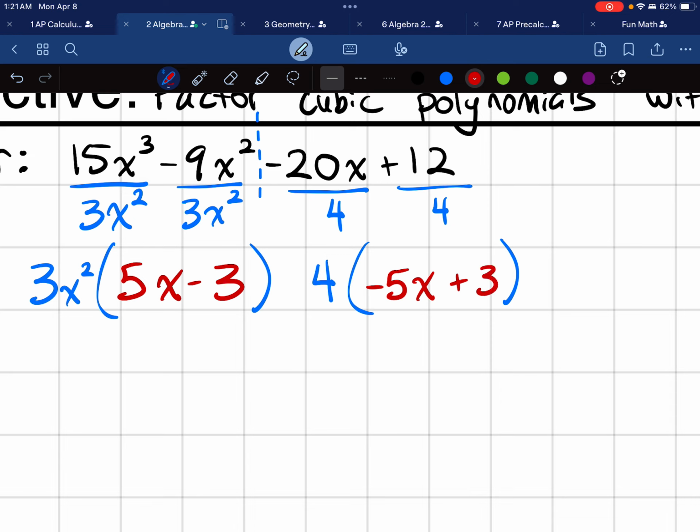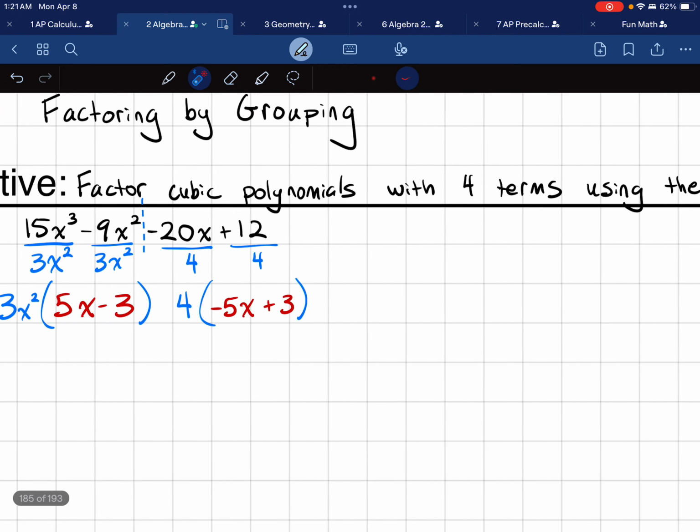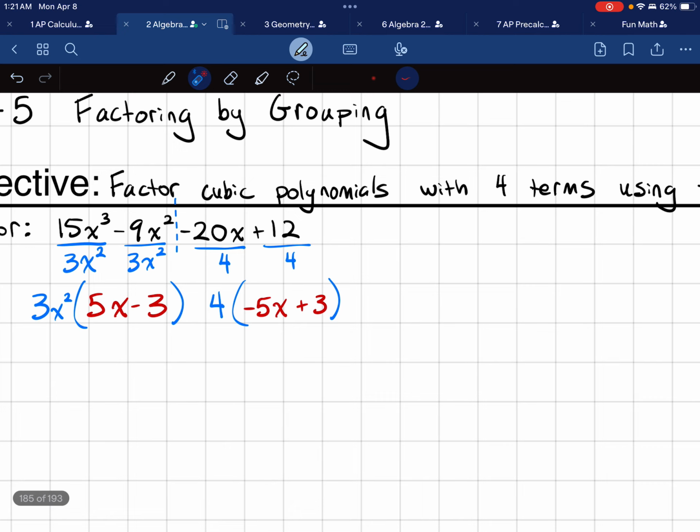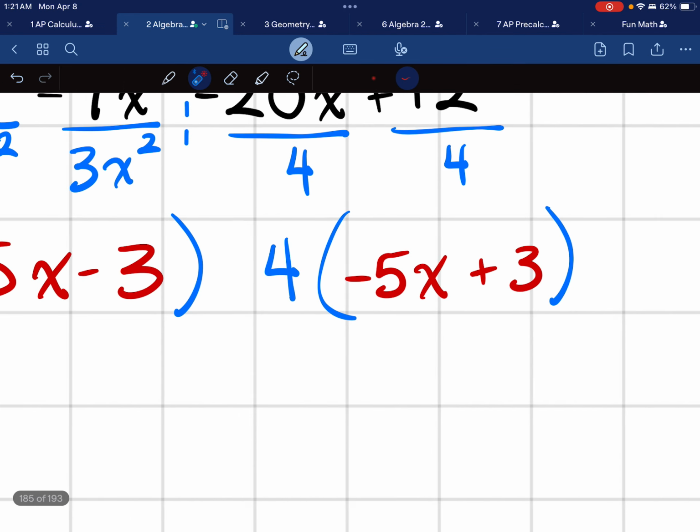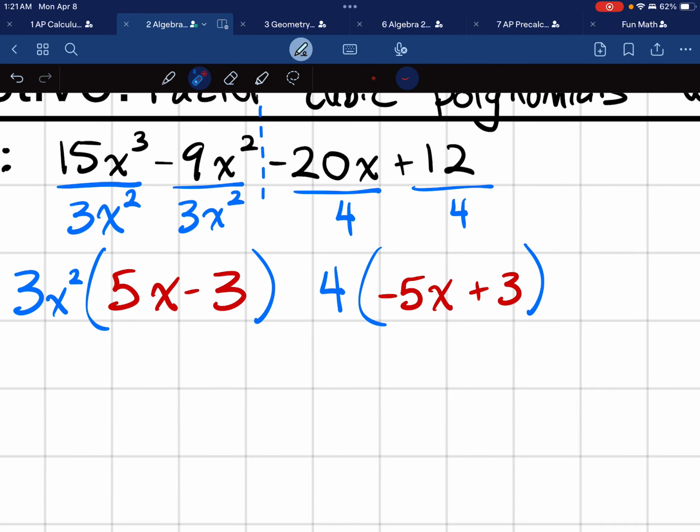You'll notice here that these red marks look very similar to each other. In fact, in order to use this method of factoring by grouping, this group and this group have to be the same. Sometimes they're not. In this case, they're not. So in order to make them the same, I can factor out something a little bit different. Instead of factoring out a 4, I can factor out a negative.